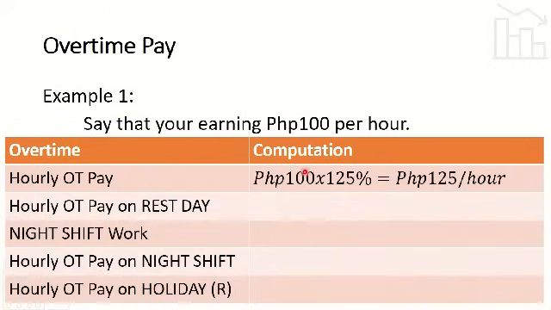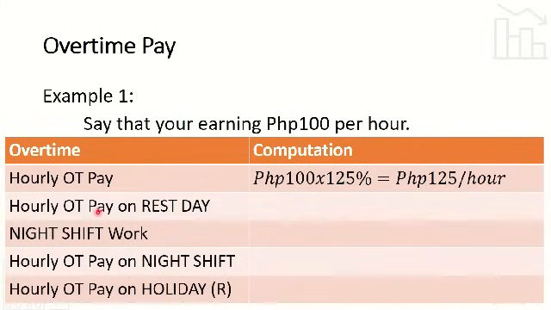Okay, halimbawa, ang regular na trabaho lang niya is 7 to 3. So, yung 4 o'clock, 5 o'clock, 6 o'clock, for example, nagtrabaho pa siya ng 4, 5, 6. Yung tatlong oras na sobra, imumultiply na sa 125 pesos kada oras.